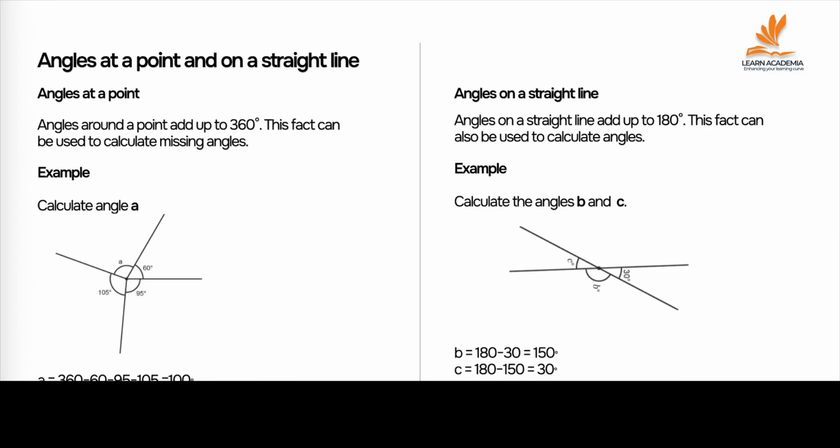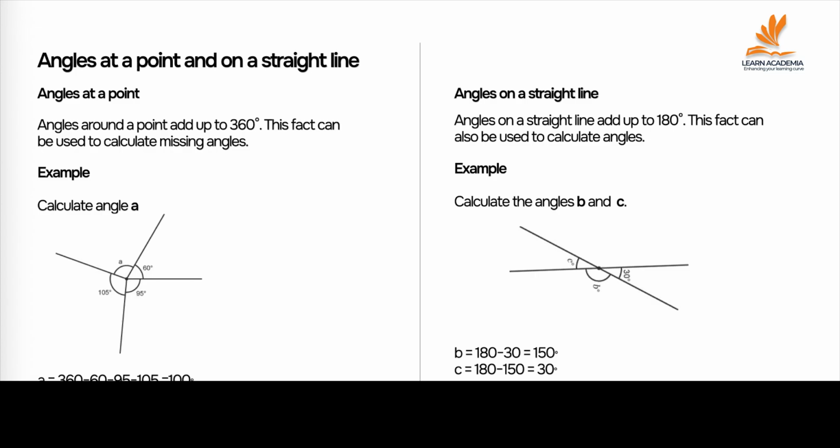Now moving on to the next part, it says angles at a point and on a straight line. As I described before, we're going to be looking at examples on this going forward. First of all, we have angles at a point. It says angles around a point add up to 360 degrees, and this fact can be used to calculate a missing angle.